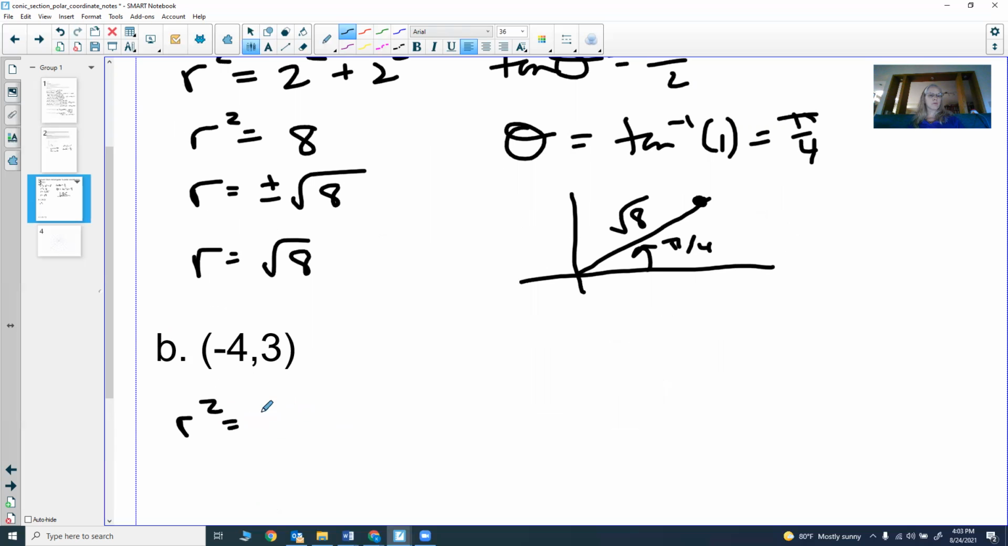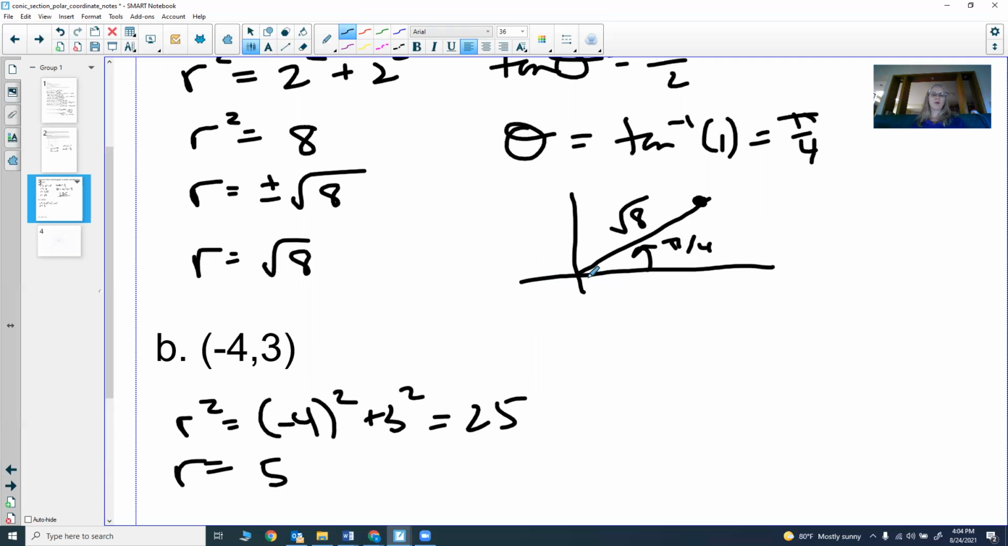So my r squared would be -4 squared plus 3 squared. So my r squared is going to equal 25. So r is equal to, again, plus or minus 5. Usually let it be the positive one, but there are occasions where you can be negative. Negative just means that you're thinking about taking the r this way, in which case you have to change your angle to get you back over to here.